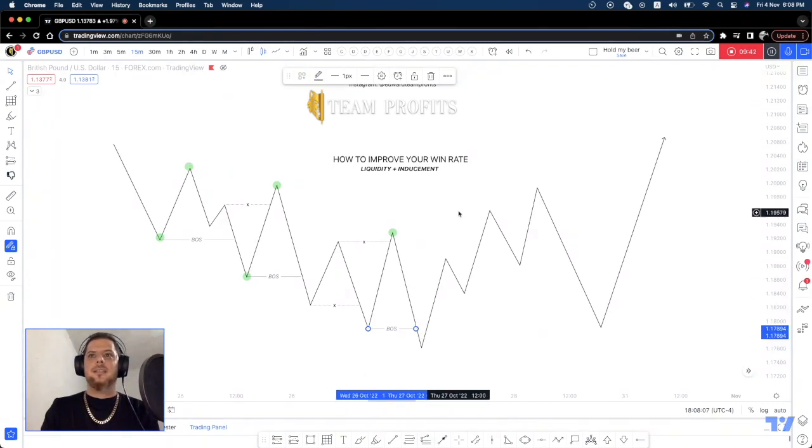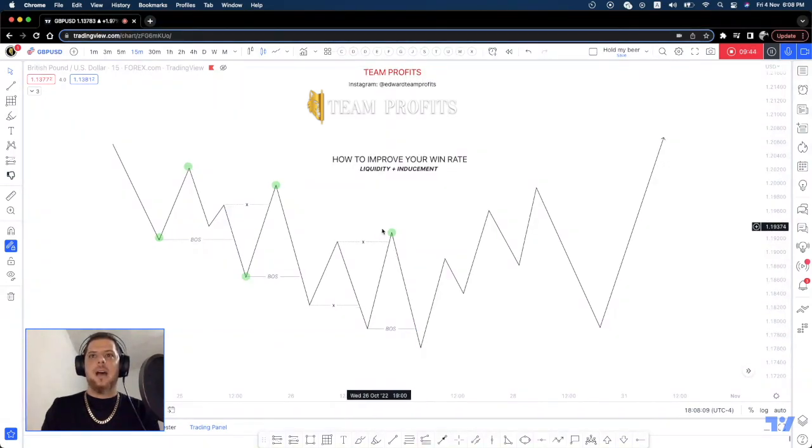And look at what's happening. After that break of structure, what do we have? We have a push, pullback, push. You see what is happening right at this point. After this BOS right there, what is the market doing right here?